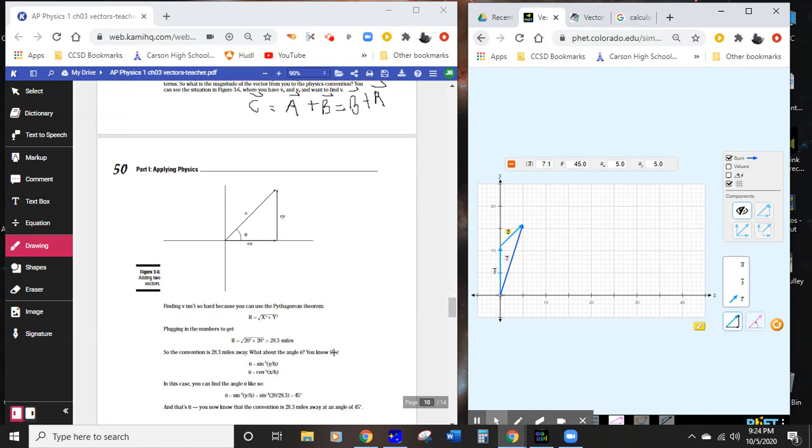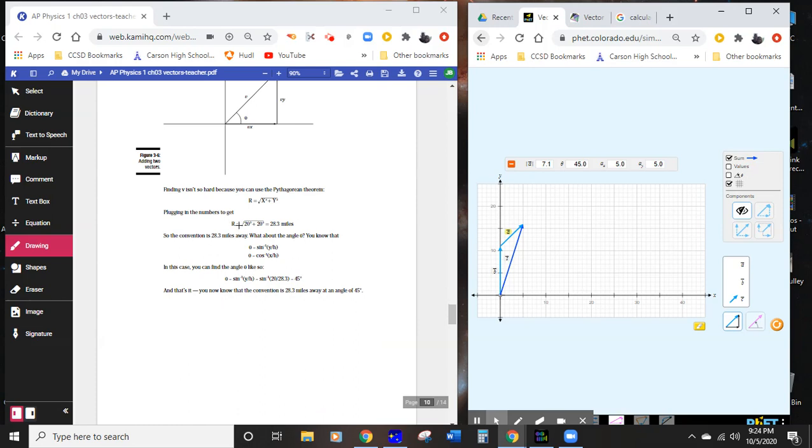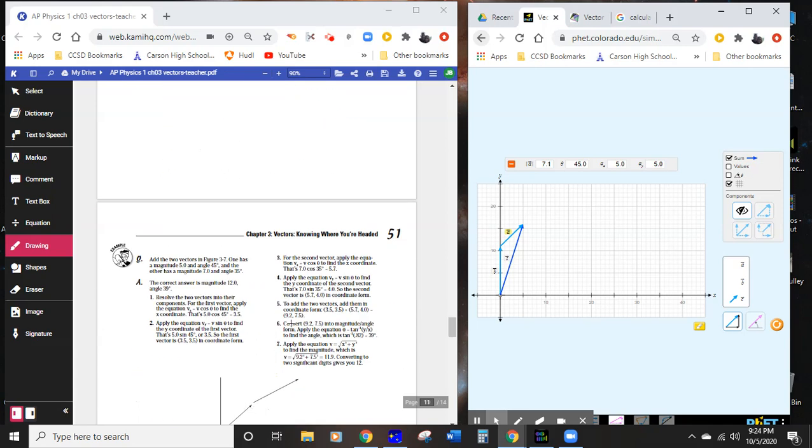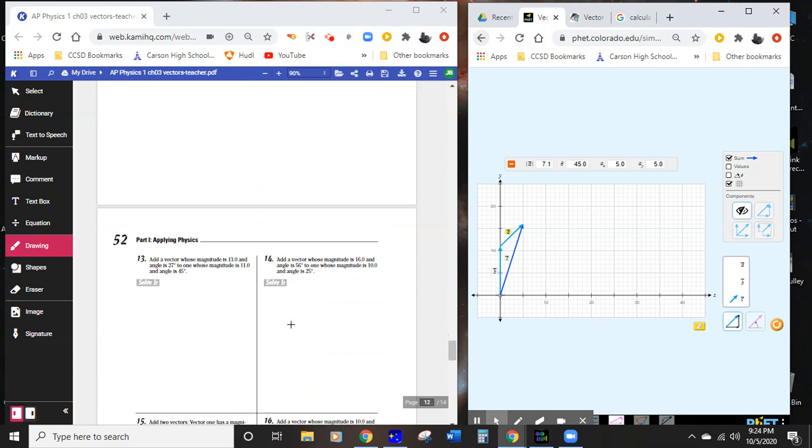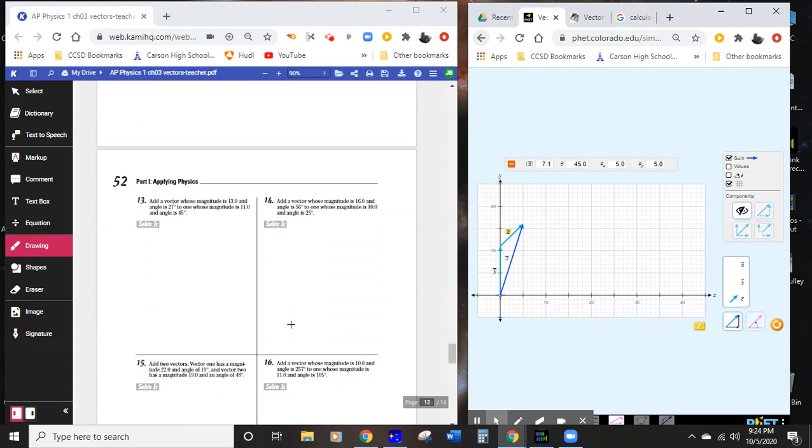All right, let's take a look here. Here's some more theory and an actual number crunching, actually calculating it out. Let's go ahead and do an actual example. Let's see what we got here. This says add a vector whose magnitude is 13 and angle is 27 to one whose magnitude is 11 and angle is 45. I'm not sure if I can do that over here, so let's see if we can maybe make that over here.